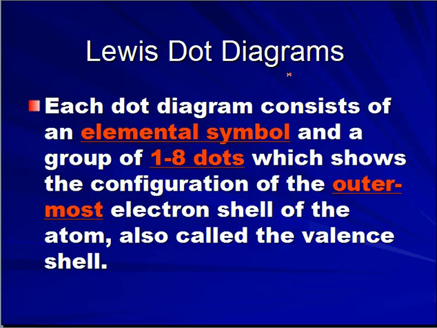And each dot diagram consists of an elemental symbol and a group of 1 to 8 dots which show the configuration of the outermost electron shells. So again, when we look at this right here, outermost. And once we see outermost, that should tell you that those are the valence electrons. And I have that term right here. So anytime you hear the word outermost electrons, think of the valence electrons or the valence shell.